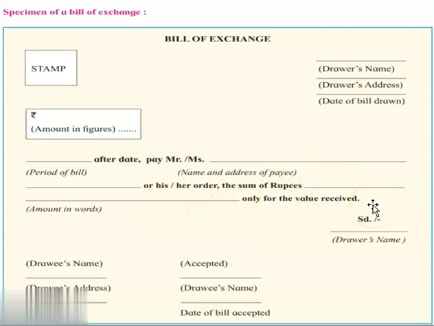Now on the left hand side is the drawee's name, because he is the person on whom the bill is drawn, and therefore the drawee's name and his address will come. He is going to accept this, and therefore his name will come here, and he is going to write here accepted and the date when he is going to accept the bill. And on the right hand side, it is going to be signed by the drawer. So this is called a bill of exchange. It is a pro forma.